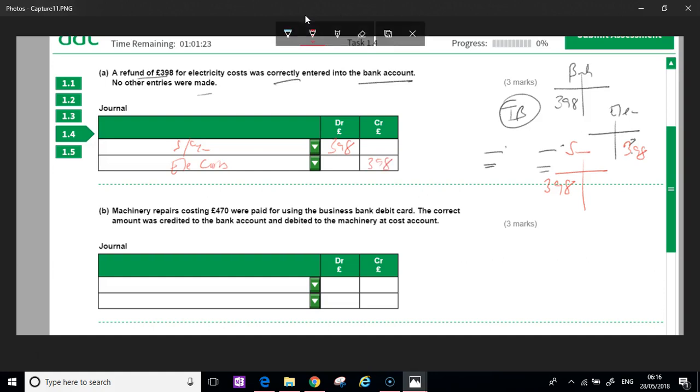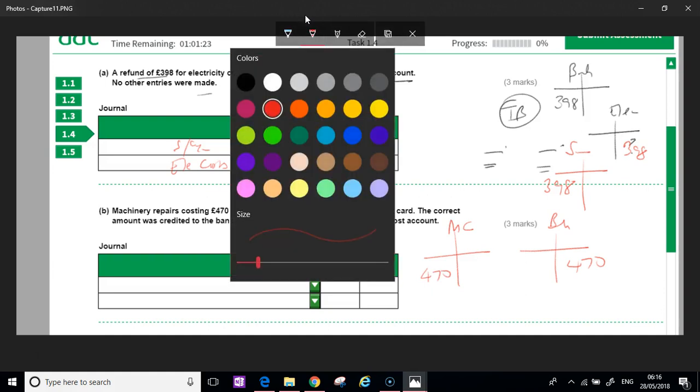Now we have this next one, machine repairs. Let's look at it again. You can't go wrong by drawing the account. The costs were paid using the business bank. The correct amount was entered in the bank, so we know that 470 is in the bank and debited to the machinery. So right now it's machinery at cost, 470. Well, it shouldn't be there, right? It tells us it's repairs.